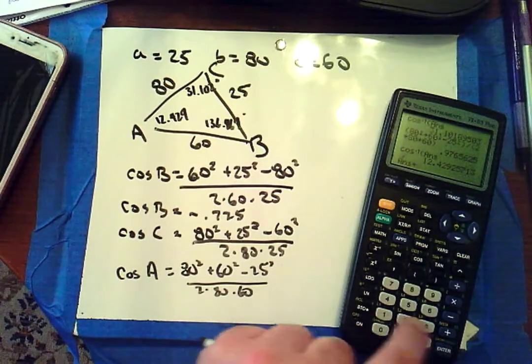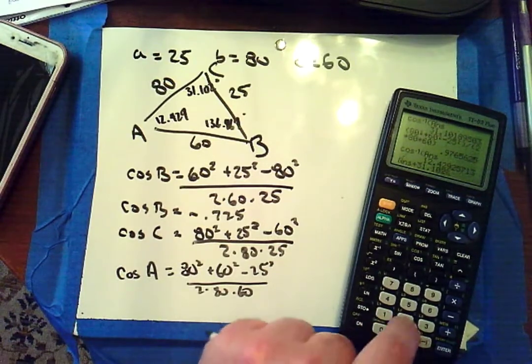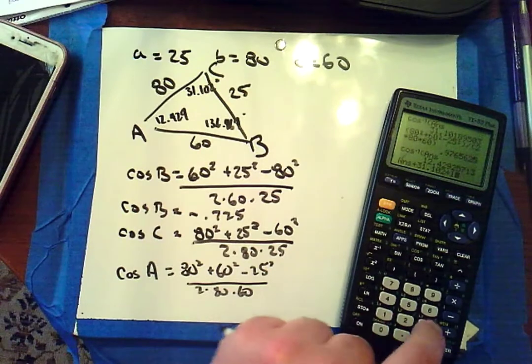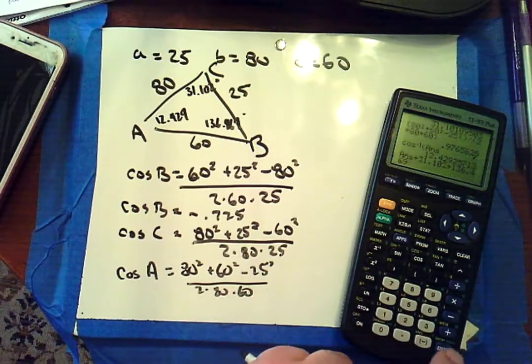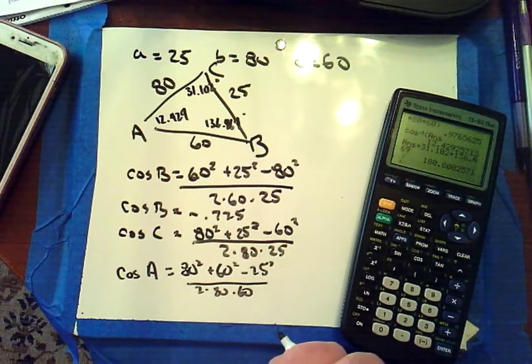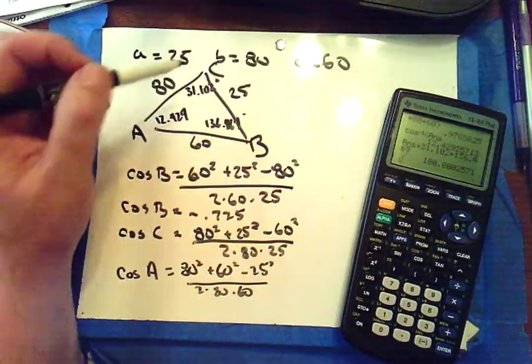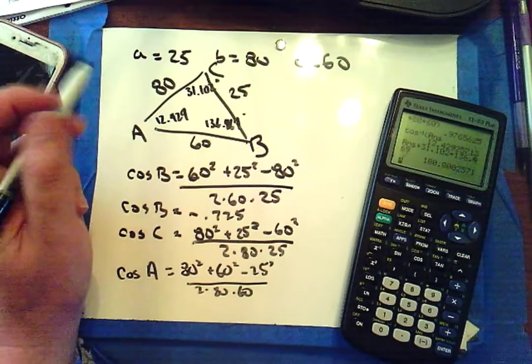Let's add these up and see how close we got. That one plus 31.102 plus 136.469. And I get 180 degrees to 3 decimal places. So I feel good about these angles.